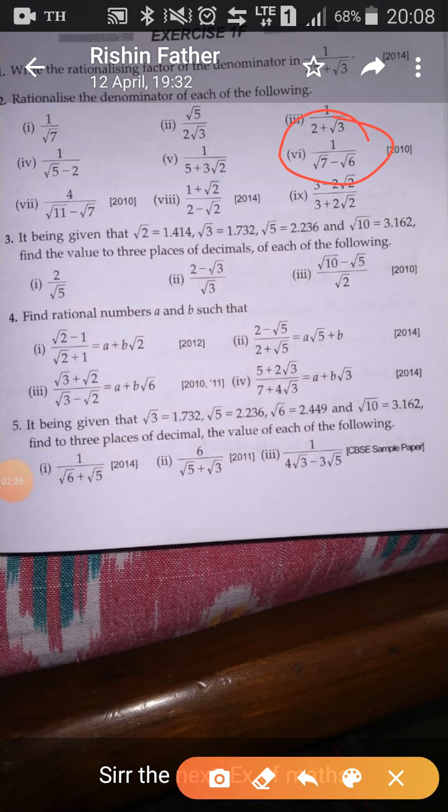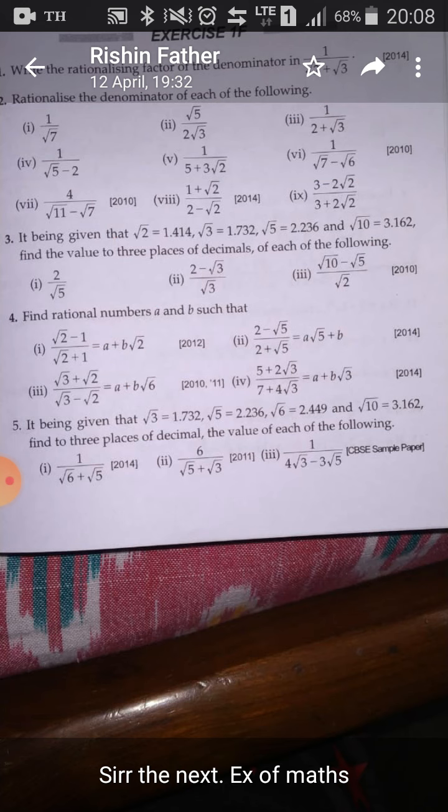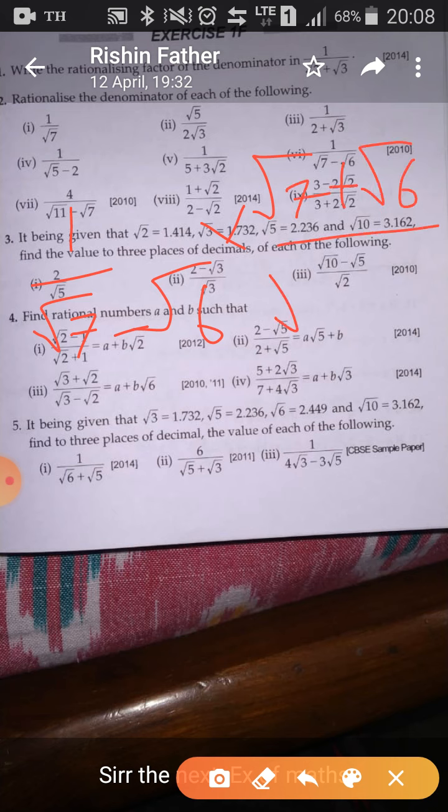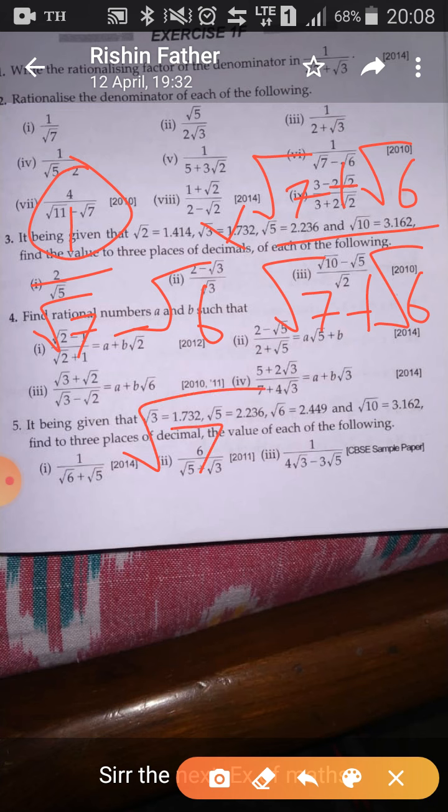Next we move on to this one, 1 by root 7 minus root 6. This one you should have done on your own. All of these are easy. Yes, 1 by root 7 minus root 6. Yes, and to rationalize it, you need to multiply it with root 7 plus root 6. Yes, and I write root 7 plus root 6. The multiplication of the numerators will give you root 7 plus root 6, because 1 into root 7 plus root 6 is root 7 plus root 6.